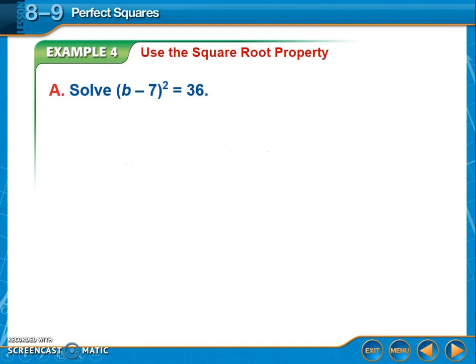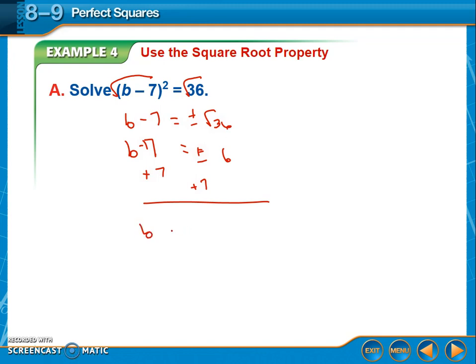So using this method to solve this, I want to get rid of this squared. So I'm going to square root both sides. So it's going to be b minus 7. But this one here is always plus or minus the square root of 36. So the square root of 36 is 6. So I have b minus 7 equals plus or minus 6. So to get b by itself, I'm still going to add 7. So I get b equals 7 plus or minus 6.